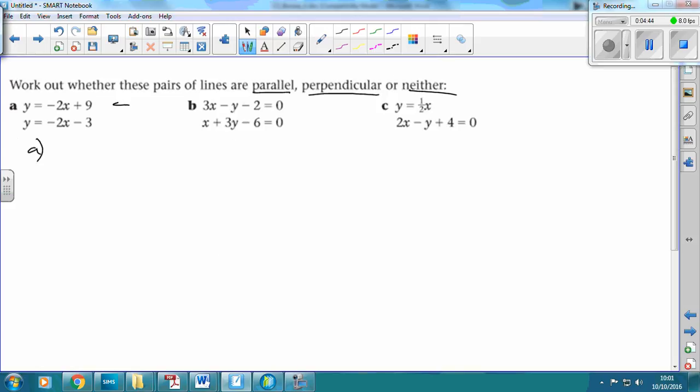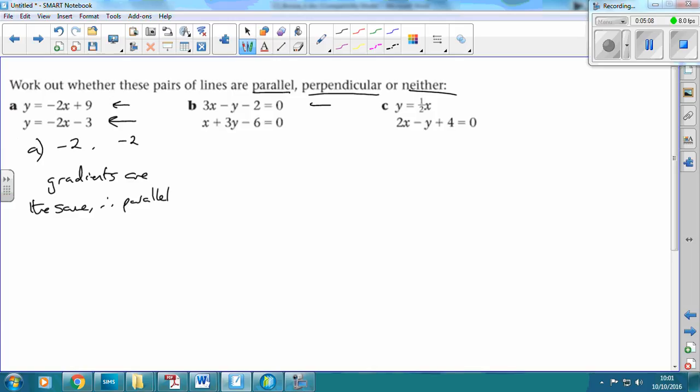The gradient of this line here is -2. The gradient of the next one is -2. So the gradients are the same, therefore parallel. They're going in the same direction.